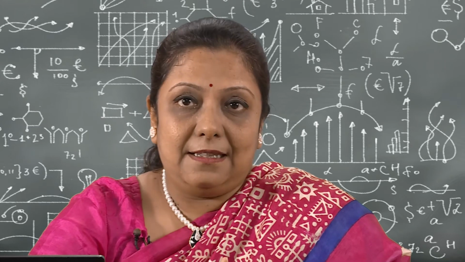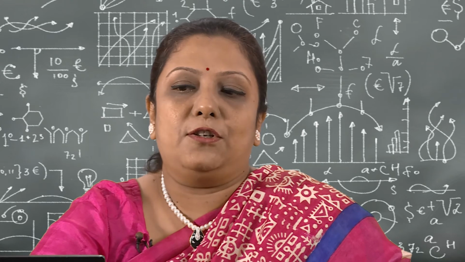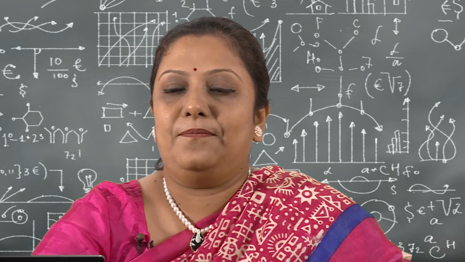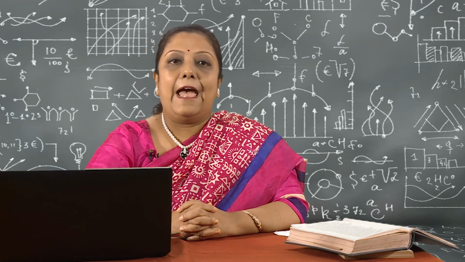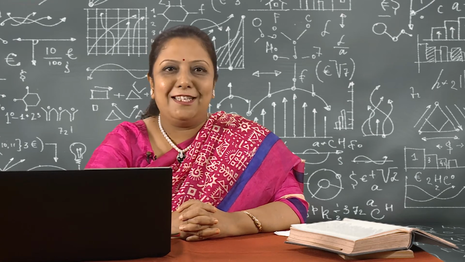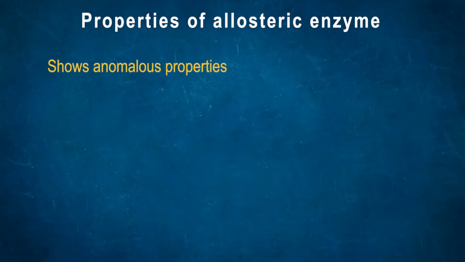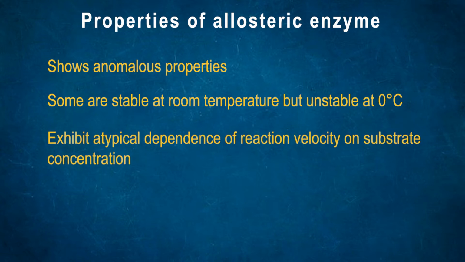The regulatory enzymes or allosteric enzymes have a larger, more complex structure and are more difficult to purify. All are usually oligomeric, having more than one subunit or polypeptide chain, usually even in number. It shows anomalous properties. Some are stable at room temperature as well as in vivo temperature, but unstable at 0 degree centigrade. They exhibit a typical dependence of reaction velocity on substrate concentration.